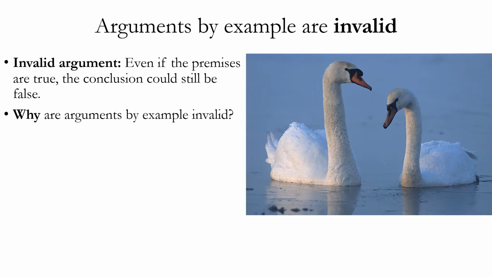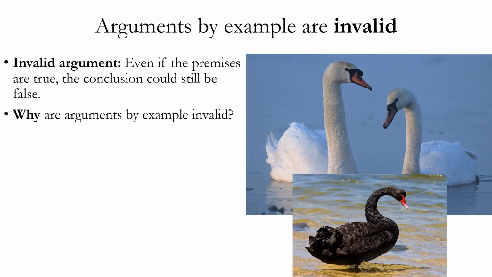So let's think about why that is so. There are good arguments by example, and yet they're all invalid. Why is this? Well, if you think about the argument for swans, no matter how many white swans we've observed, thousands, hundreds of thousands, even millions, all it takes is one new observation, one black or other non-white swan, to disprove our generalization.